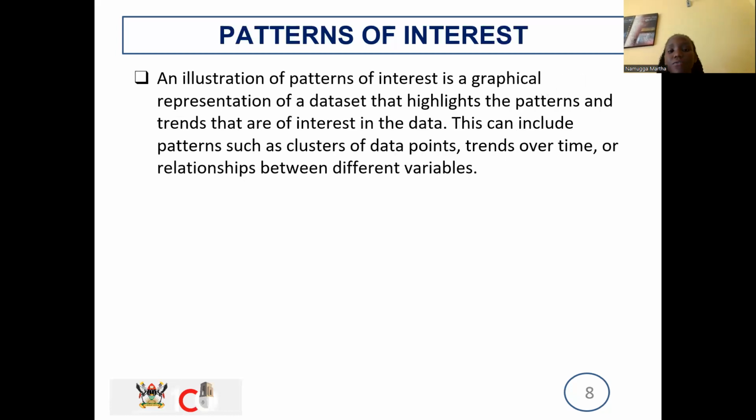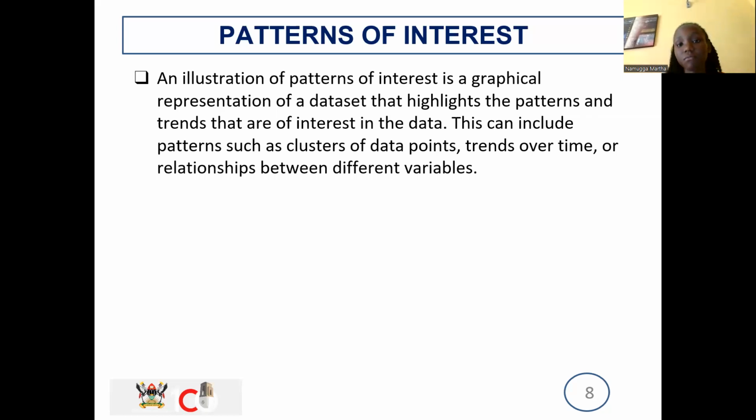Then we look at the patterns of interest. So in our data set, what are our patterns of interest? What are we looking at? What do we want most? If we're looking at a cluster, we want the place that has the most data points. So that's what we're looking at, the relationship. You look at your data and ask what you are interested in. Am I interested in relationships between variables? Am I interested in the things that are scattered? So what is your point of interest? It's a graphical representation of data that highlights the patterns and trends that you're interested in.